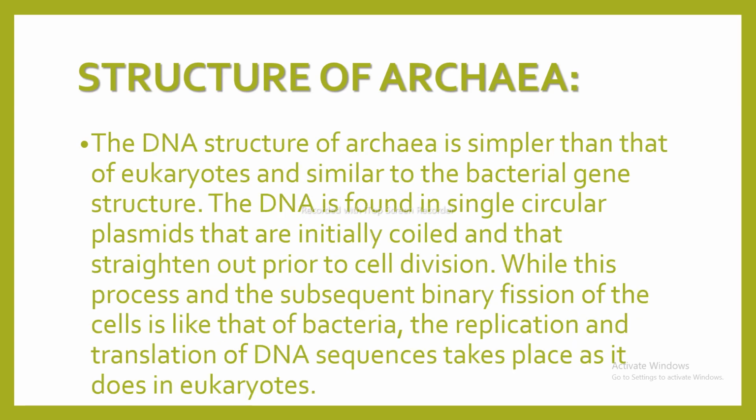The DNA structure of archaea is simpler than that of eukaryotes and similar to the bacterial gene structure. The DNA is found in single circular plasmids that are initially coiled and that straighten out prior to cell division. While this process and the subsequent binary fission of the cells is like that of bacteria, the replication and translation of DNA sequences takes place as it does in eukaryotes.